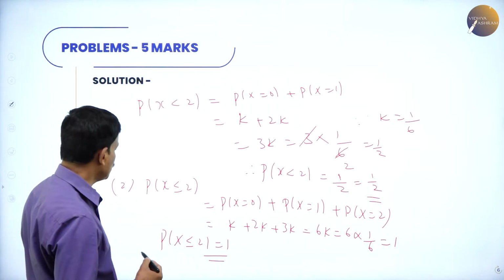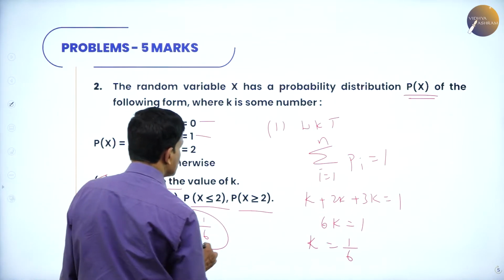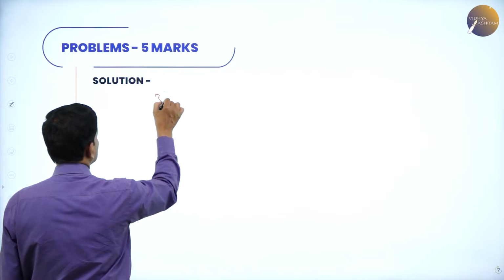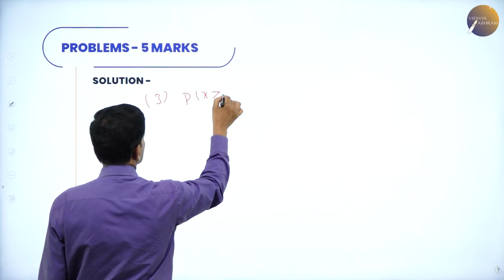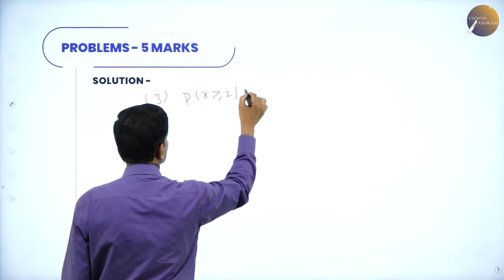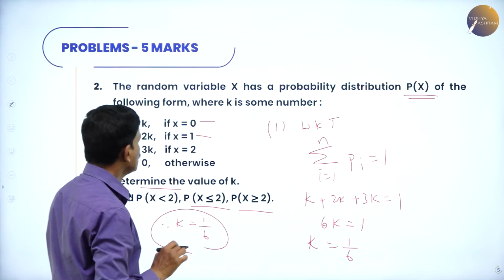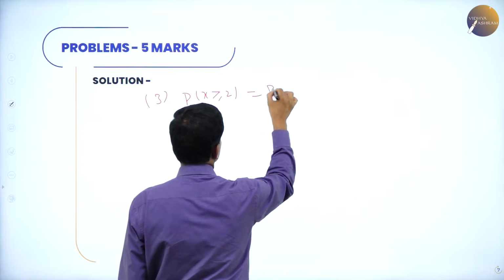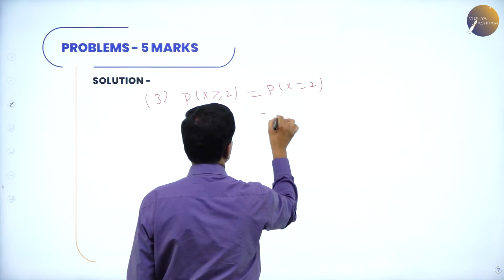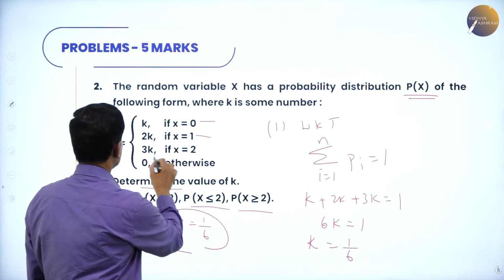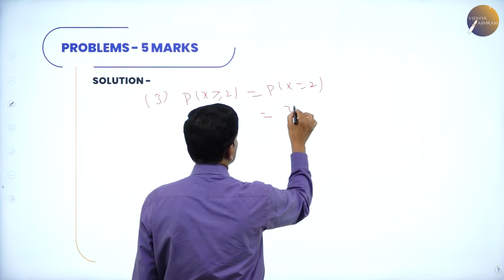Okay. What is the third condition? Probability of x is greater than or equal to 2. The condition number 3, probability of x is greater than or equal to 2. Probability of x is greater than or equal to 2 means we have only x equal to 2 here. So therefore this can be written as probability of x is equal to 2. What is the probability of x is equal to 2? It is 3k. 3 into k.